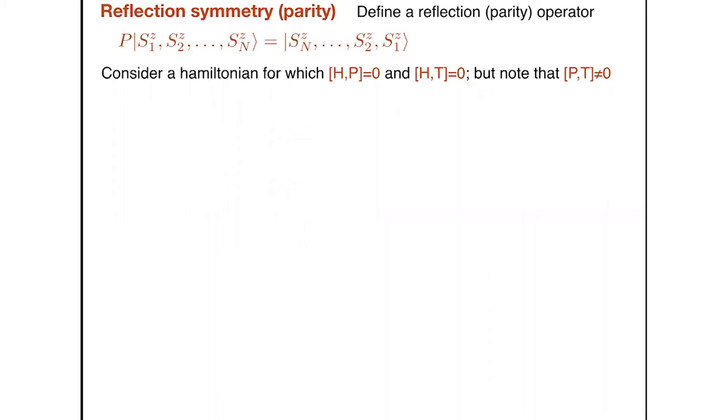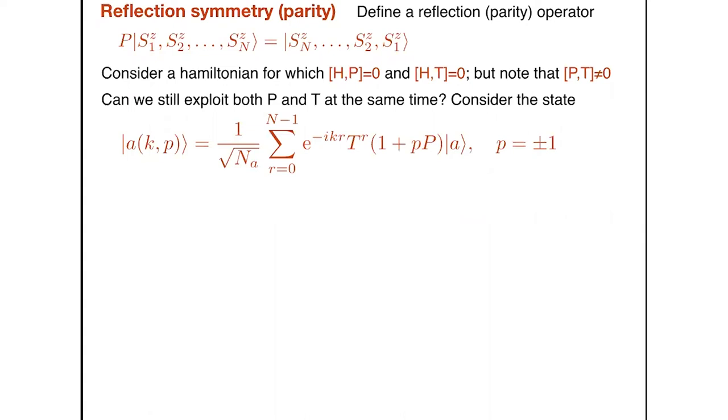So then it looks like we should not be able to diagonalize H and T, which is the momentum states, and P at the same time, right? Because these three don't all commute. But let's see if that is actually true. First, let me propose a way to construct a momentum state which also has a given parity, and let's see if it works out.